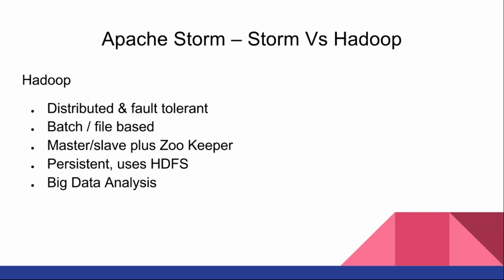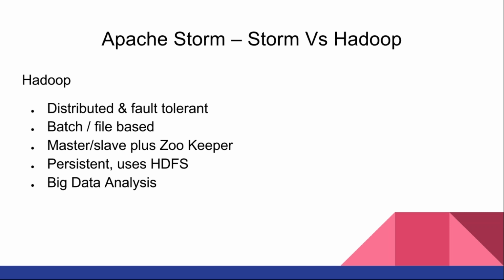And the next thing is fault tolerant. I already explained about fault tolerant. If some VM fails while processing the data, it automatically distributes the work to another supervisor or another slave node within the job. It is a batch process and file based. I already explained batch processing means we have a huge amount of data. We split that data into batches, and we perform our jobs on those particular batches.